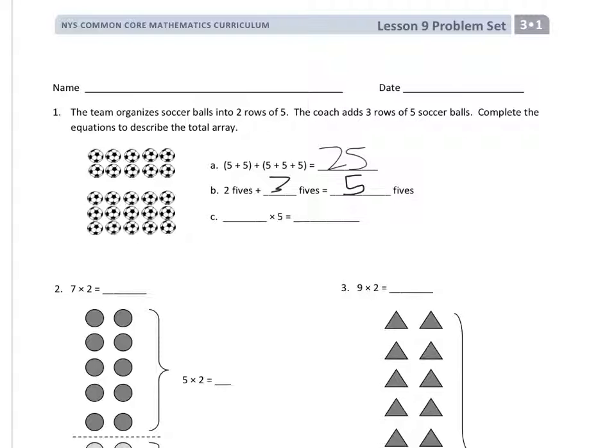My last method, I can just write a multiplication sentence that describes my whole entire array. So if I were to squish these two together, I would have 1, 2, 3, 4, 5. 5 rows of 5 is 5 times 5. 5 times 5 is 25. Okay, so I have a few different ways that I can look at those. So let's remember those methods as we go down to number 2.